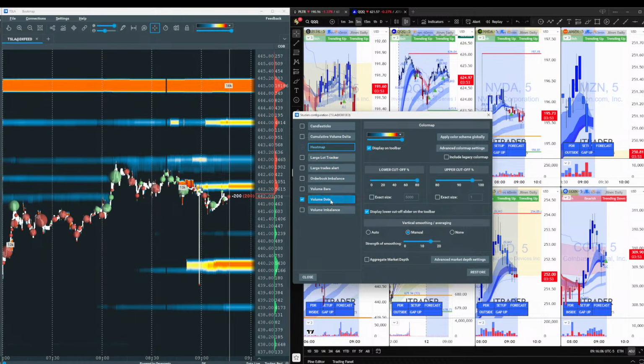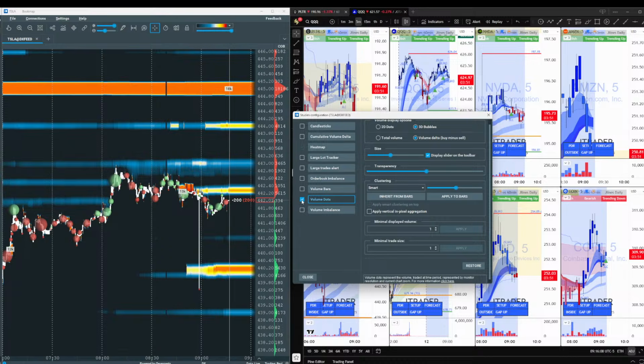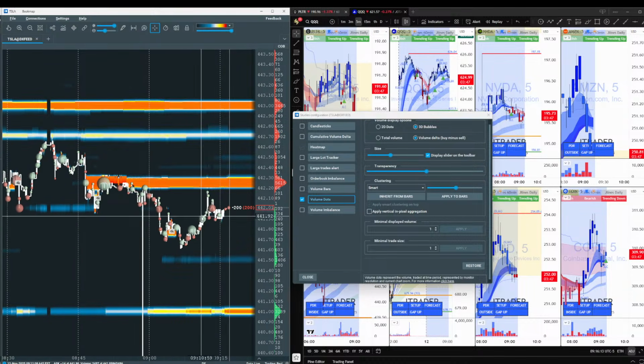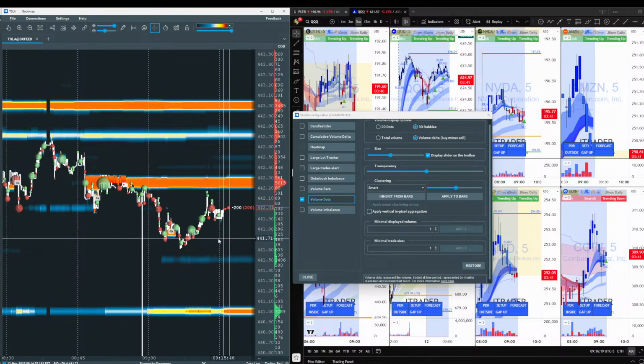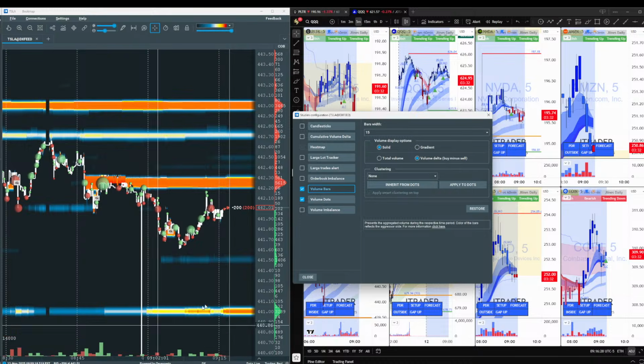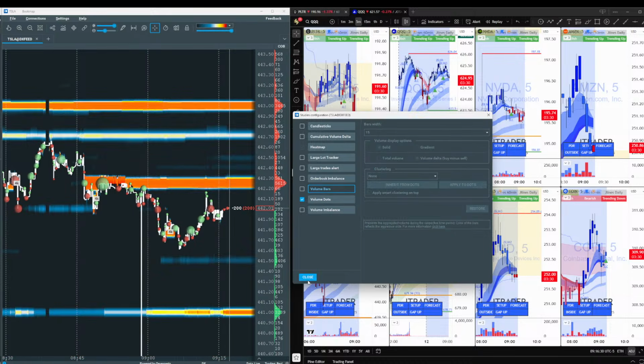And then over here, you have volume dots, okay? Volume dots are these dots over here. The green ones correspond to buyers the majority of the time, and red correspond to sellers. These are the orders executed in the market. You can also have volume bars, the volume below. I like to keep it very, very simple, okay?